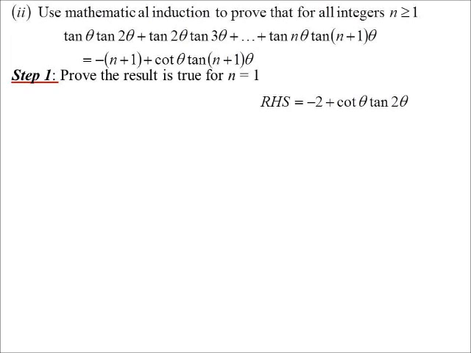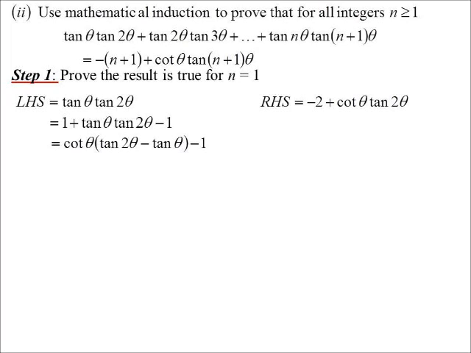Now, I don't really know what I'm going to do with that, so let's go to the left-hand side. Left-hand side is tan theta tan 2 theta. Okay, I've got tan 2 theta on both. I'm going to add 1 and subtract 1. Why do that? Well, you've got to be thinking, why did they ask me the first part of the question? And the first part had the 1 plus tan theta tan 2 theta. So if I create that, obviously I need the minus 1 to balance it out. So the 1 plus tan theta tan 2 theta becomes cot theta, tan 2 theta minus tan theta.